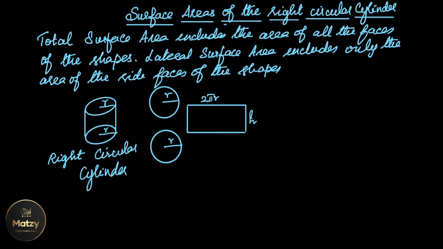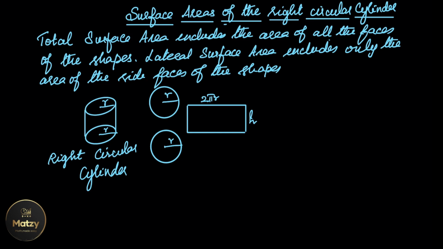Hi everyone. In today's class, I'll explain the surface areas of a right circular cylinder. A soda can is the best example of a right circular cylinder. Even drinking glasses are in the shape of a right circular cylinder. Let's see the difference between the total surface area and lateral surface area.